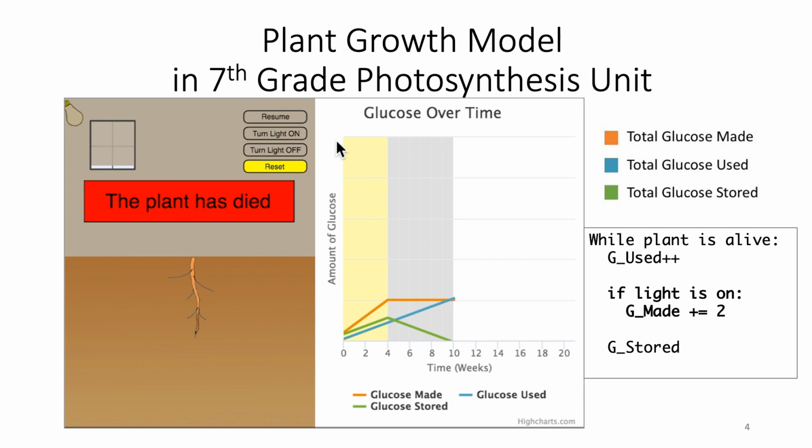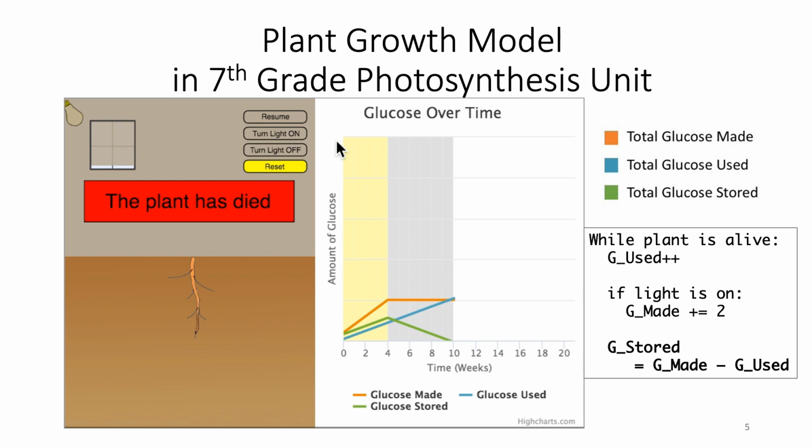Also, in the light, total glucose made rises faster than total glucose used. This means that in the light, glucose is made faster than it's used. So our variable for total glucose made increases when the light is on and increases more than the total glucose used. Glucose stored is what's left over after taking the total that's been made and subtracting what has been used.